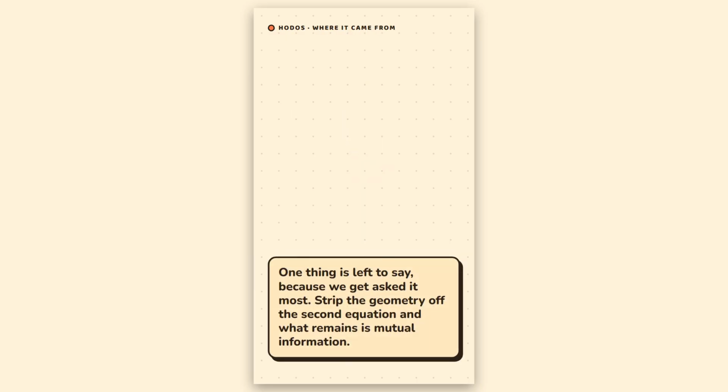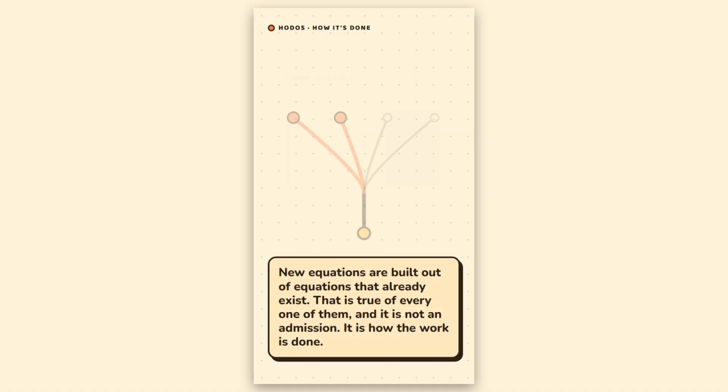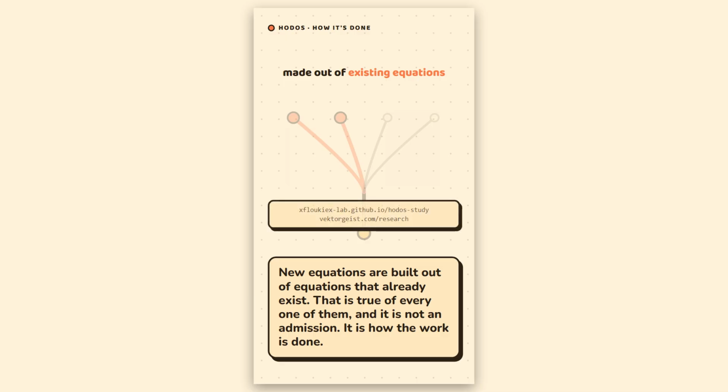One thing is left to say, because we get asked it most. Strip the geometry off the second equation, and what remains is mutual information. The paper states that plainly rather than hoping nobody checks, what we contributed is not the quantity but the composition. New equations are built out of equations that already exist. That is true of every one of them, and it is not an admission, it is how the work is done.